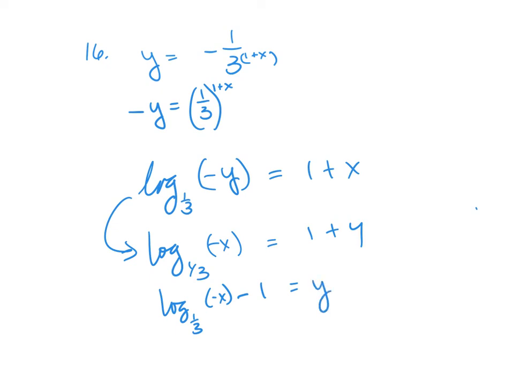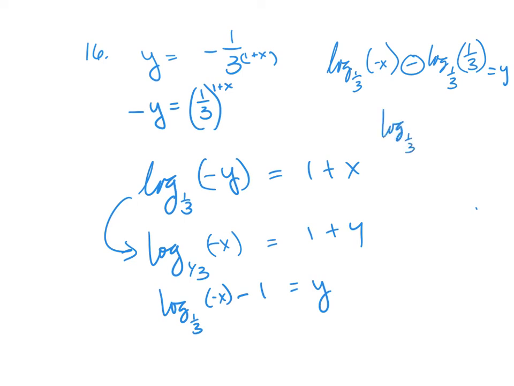So I know that to get a 1 as the answer of a log question, it's the log base 1/3 of 1/3. Let's write this down: log base 1/3 of negative x minus log base 1/3 of 1/3. Log base whatever of the same number is equal to 1, equals y. Everybody see that? And if you have a minus in between 2 logs, it's the log base 1/3 of negative x over 1/3 equals y.